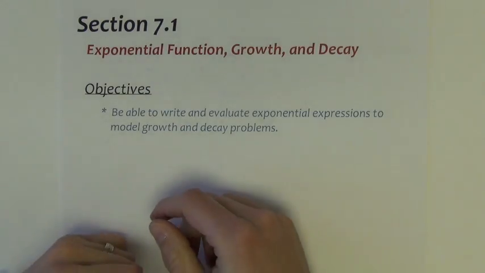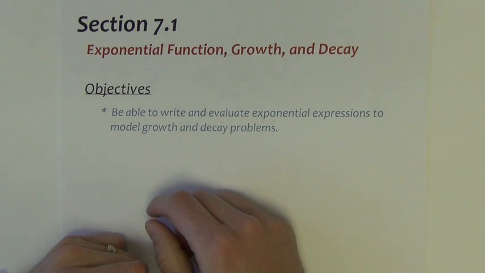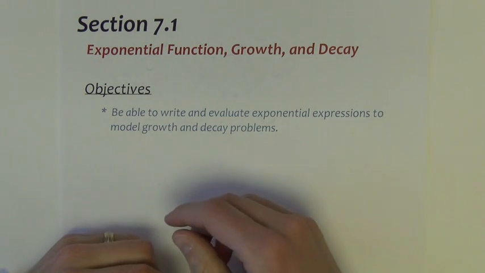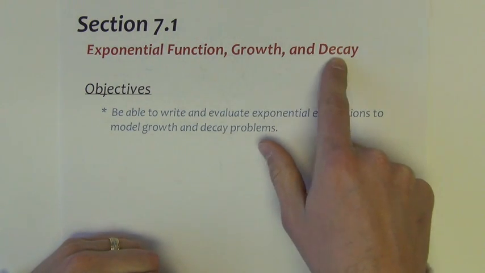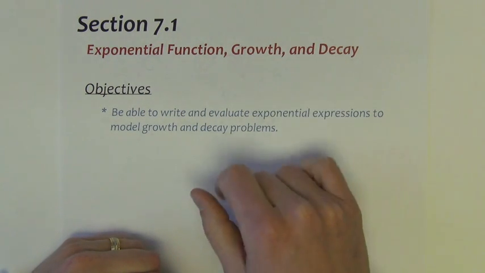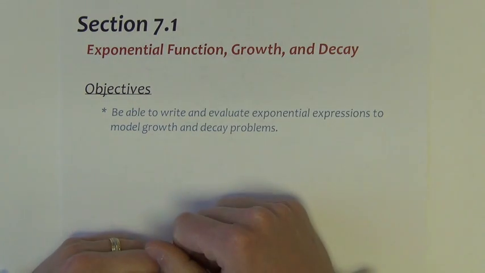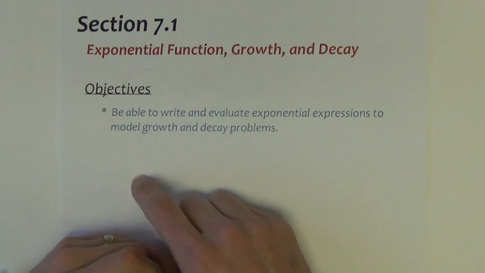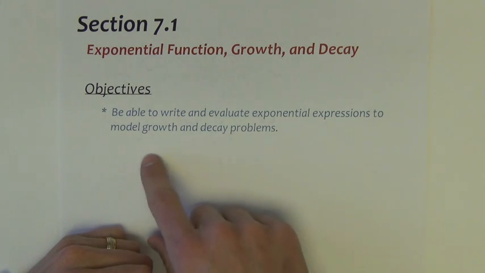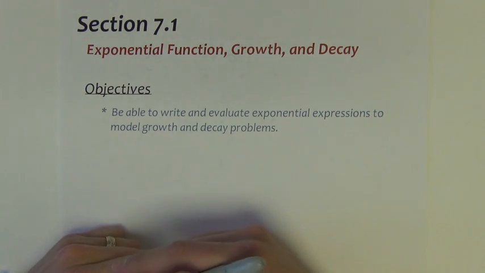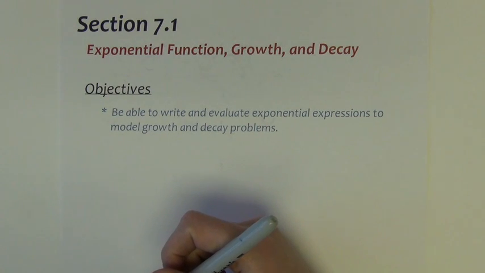The first section of Chapter 7, Section 7.1, will introduce us to what an exponential function is. We'll talk a little bit about exponential growth and exponential decay, the difference between those two different types of models. And we're going to attempt to be able to write and evaluate exponential expressions, and model growth and decay problems. So here we go.